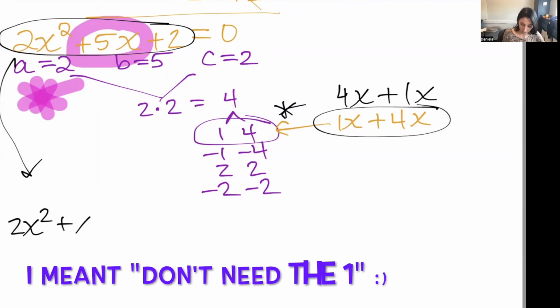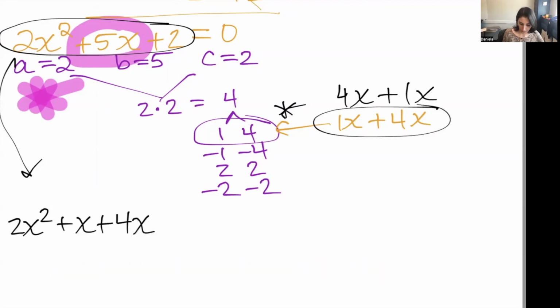And I don't need the x. If you want to put that there, that's fine, right? And then I'm going to drop down the plus 2. So we didn't actually change the polynomial. We just converted it to 4 terms. So now we can factor by grouping.